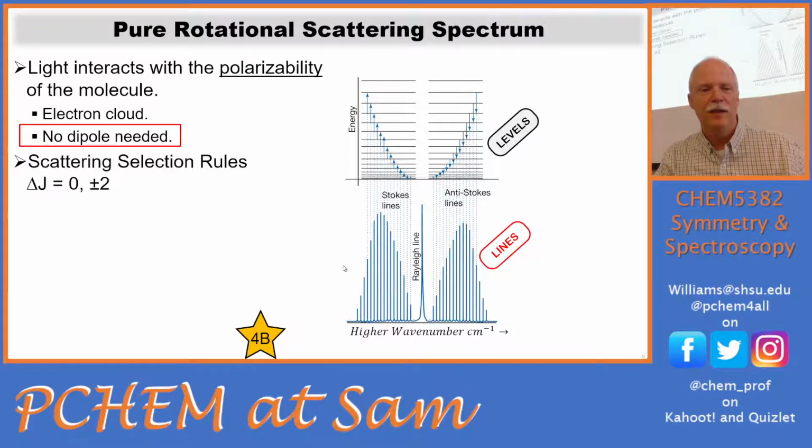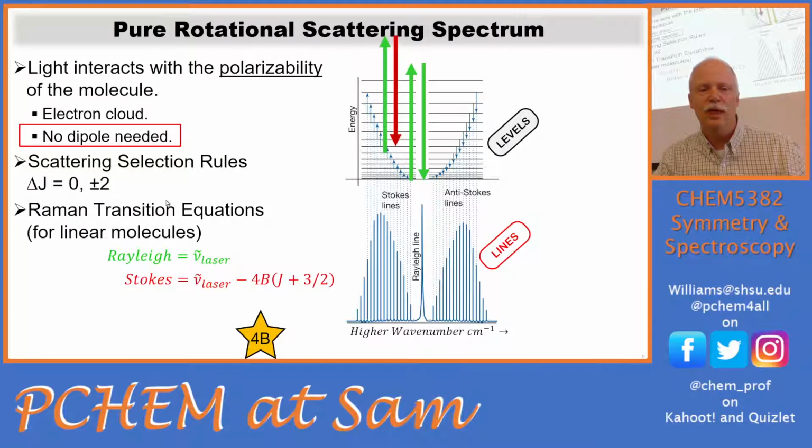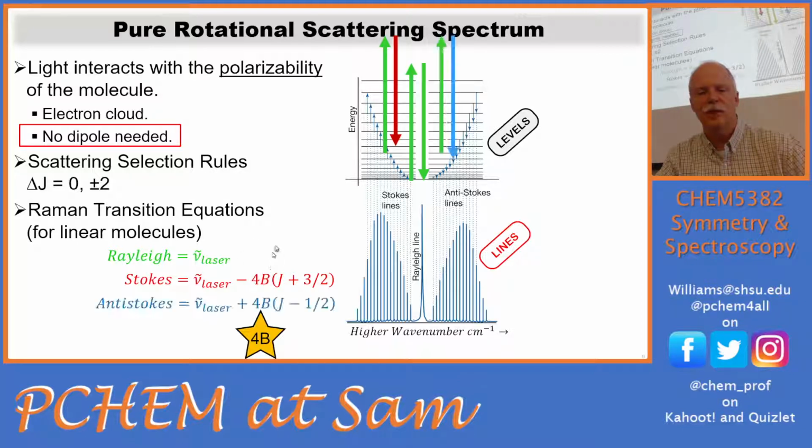It's pretty clear. So then we have the scattering selection rules, and we can do pure rotational Raman. So let's look at some of these transition equations. Notice that you have the Rayleigh scattering, and it's scattered at the wavelength of the laser, but the Stokes scattering is the wavelength of the laser minus this rotational structure. And because it's a delta J of plus 2 for the Stokes scattering, you end up with this change of 4 times the rotational constant. And then if you do the anti-Stokes, it's a delta J of minus 2, and it's also 4 times the rotational constant.